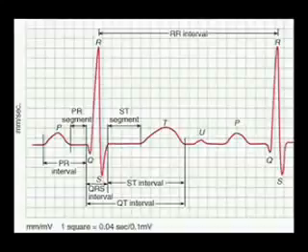ST segment is the linear interval between the end of S wave and the beginning of the T wave, whereas ST interval is the interval between the end of S and the end of T. QT interval is the interval between Q and the end of T, and QRS, you can see that is the interval between Q and S. Now let us review some of the most important EKGs.